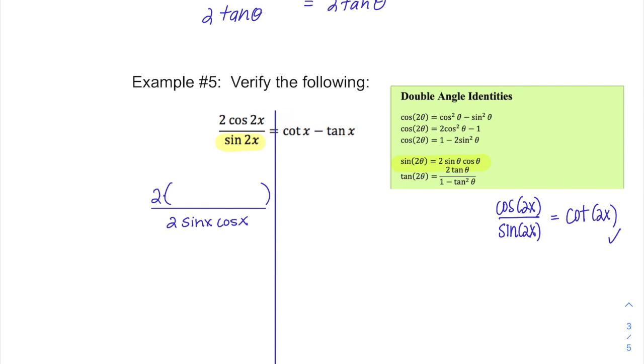The reason I said the bottom is easier is because it's sine 2x, and sine 2x only has one option. But when I look at the top here, the top is a cosine. Now I've got 3 different options to choose from, and this is where you might choose the wrong option. Plain and simple, you might pick the wrong option. I want to try to get to cotangent minus tangent, and the one thing I like is all of these have a subtraction in them, and that's good.